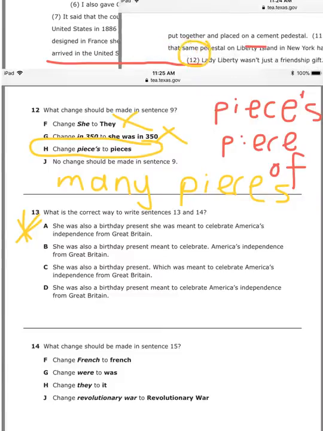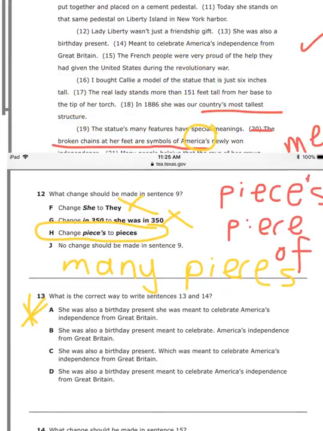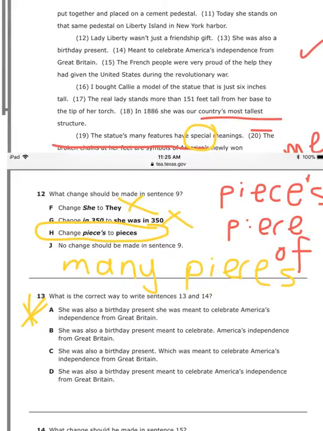Let me bring my paper here. Let me move this one right here. 13 and 14. I'm going to underline them. You have colors that you can use. I'm going to use yellow to underline. She was also a birthday present meant to celebrate America's independence from Great Britain. As you can see, 14 is not a complete idea. Meant to celebrate. Who did what? Who? We don't know. Did what? Was meant to celebrate. But we don't know who. 14 is an incomplete idea. Okay? Remember, when you want to check if the sentence is a complete idea, ask who did what. Okay? If it's missing who or if it's missing the what, it's an incomplete idea.